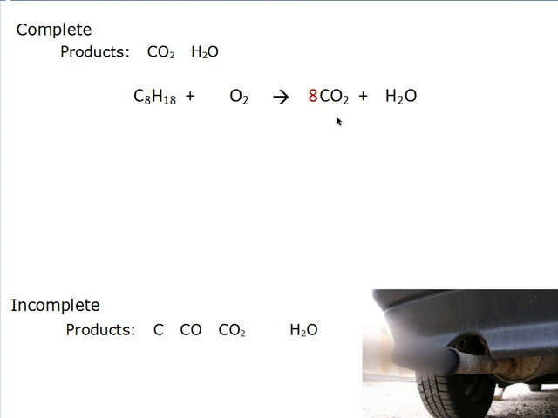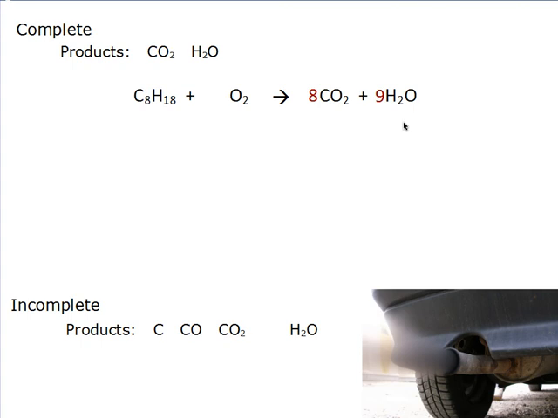Then I go back to my alkane and say, actually there are 18 hydrogens there, so I'm going to need 18 hydrogens on the right as well. In water, there's already 2 hydrogens, so I need 9 lots of 2, so I need 9 water molecules. So now my carbons and my hydrogens are balanced. I always leave oxygen to be balanced last in these reactions, it's just easier to do it that way.